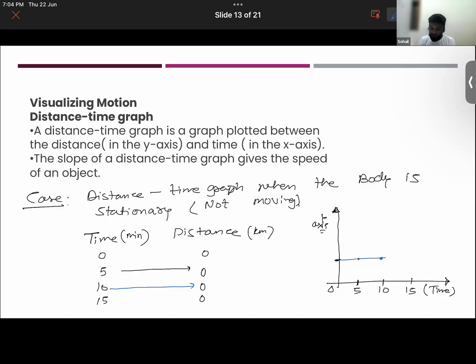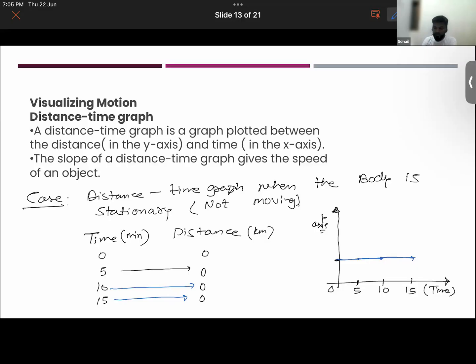Okay. And when 15 minutes had passed, there was also no distance covered by the object. So this is where it will lie on the y-axis. So there's a line parallel to the time axis, parallel to the x-axis. So we say that the distance time graph of an object which stops moving or which is at a stationary position gives you a straight line parallel to the time axis.